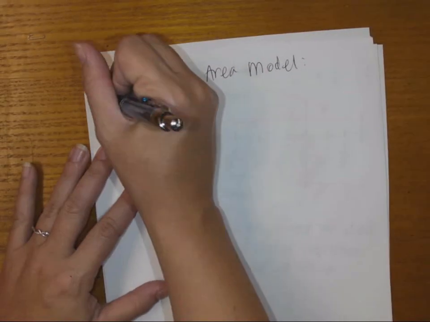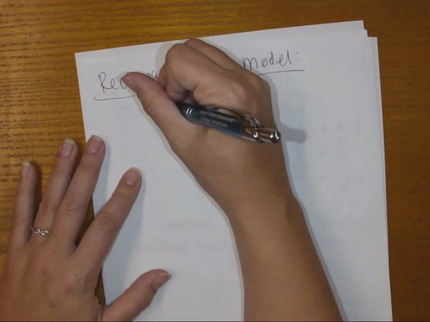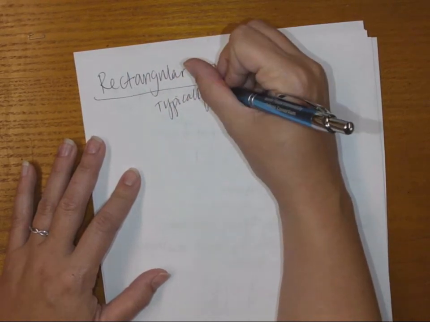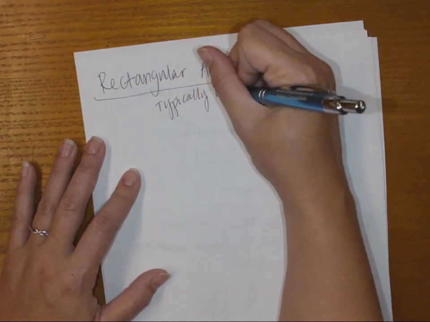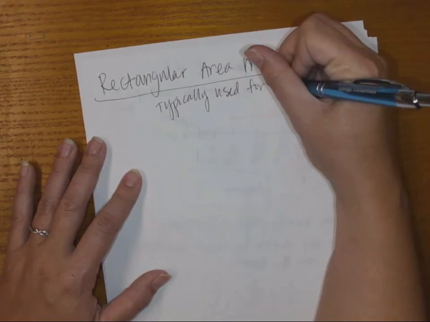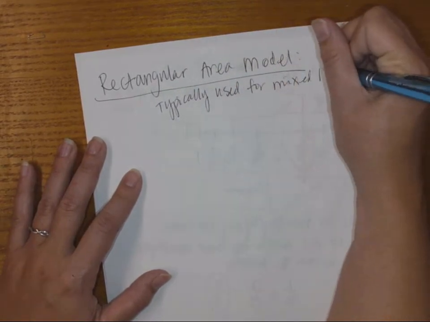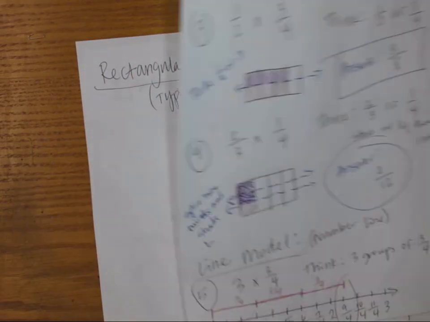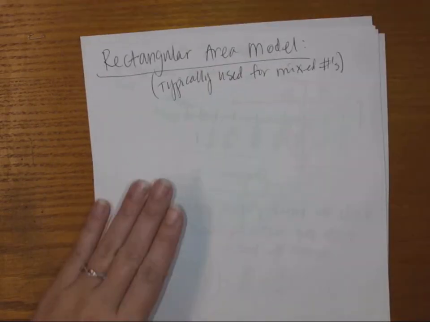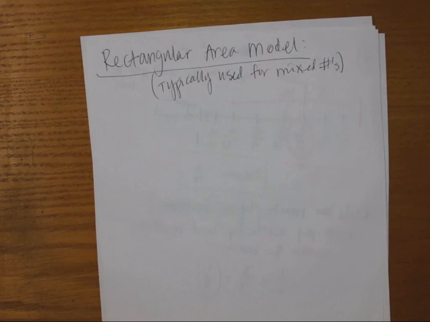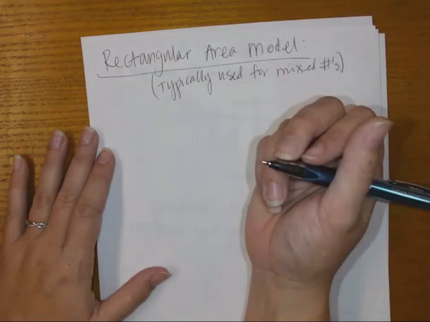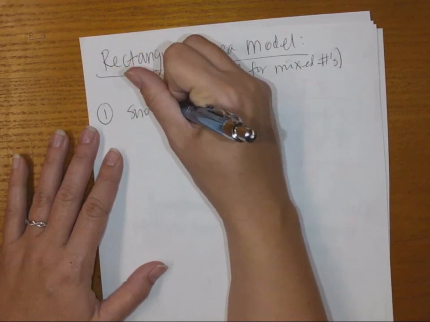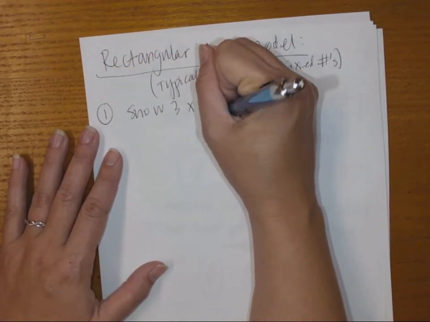We use this the most when I'm doing mixed numbers. So this is typically used for mixed numbers. You can do it for anything. It's just a little bit more difficult with mixed numbers, and this is easier to do with mixed numbers. So let's start off with just a regular problem like one we've already done. If I wanted to show 3 times 3/4.